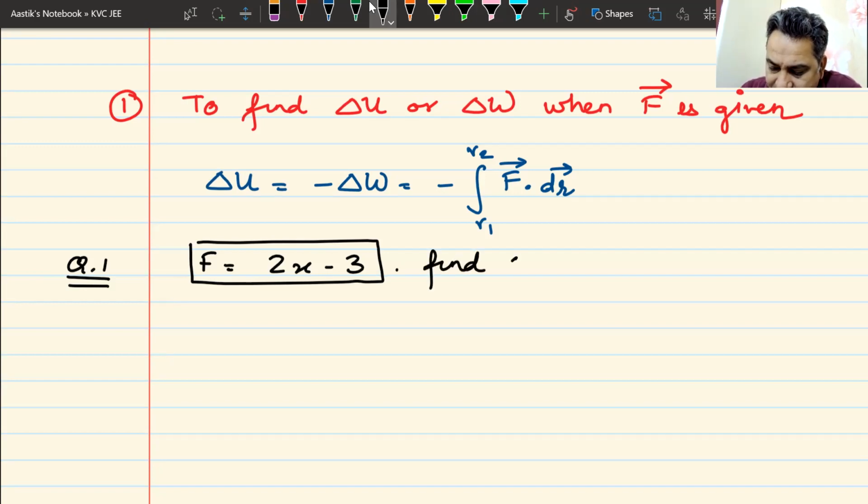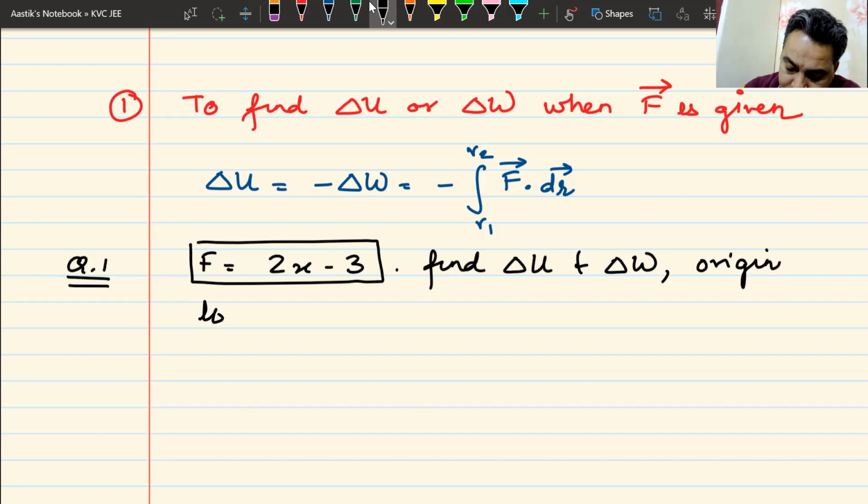Now remember, this is a conservative force. Find the change in potential energy. It's not change in internal energy, change in potential energy. U reminds me of internal energy in thermodynamics. Find the change in potential energy and work done when this force displaces the particle from the origin, which is 0, 0, to x equal to 3 meters. Find how much the potential energy has changed, how much is the work done by this conservative force. The particle has been displaced from origin to x equal to 3.